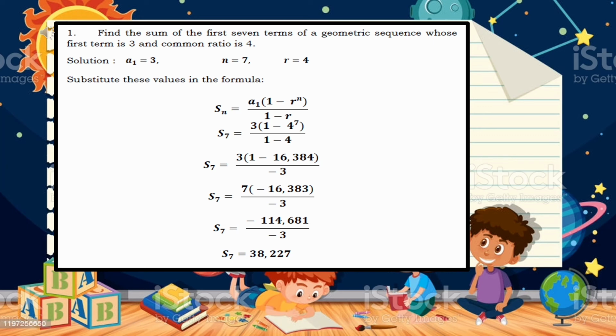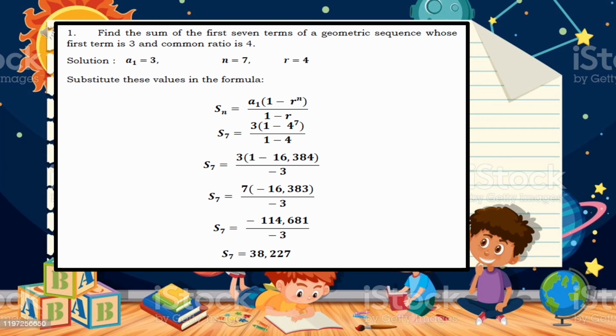So let us now substitute all the given in the formula. So your S sub n will be S sub 7 equals 3 times 1 minus 4 raised to 7 divided by 1 minus 4. So we got 16,384 because we multiplied 4 7 times. That will give us 16,384.